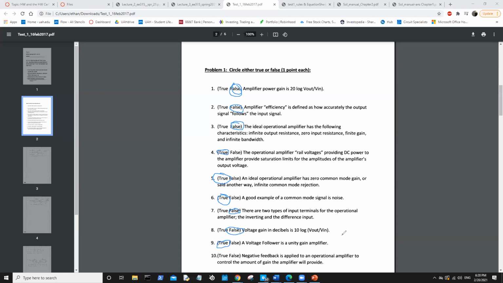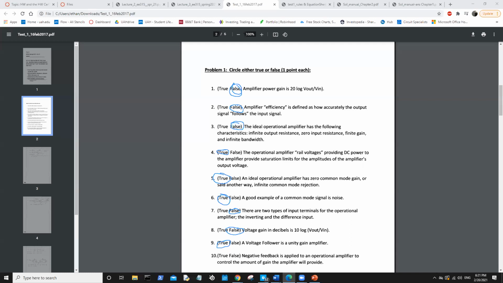So negative feedback is applied to an operational amplifier to control the amount of gain that the amplifier will provide. I'm pretty sure that is right, because an ideal amplifier has infinite open loop gain. Closed loop, or negative feedback, would allow you to control it and prevent it from just being infinite. As we saw earlier, an amplifier that's just infinite is useless because it's not possible. So we need some type of control architecture. I think negative feedback is applied to limit it.